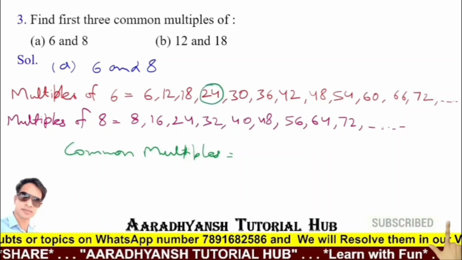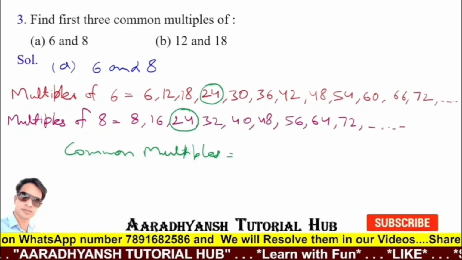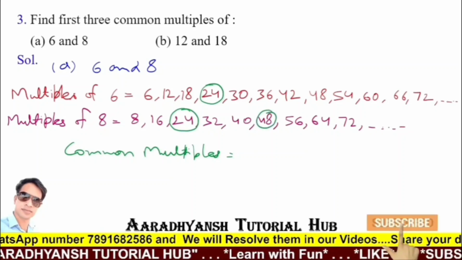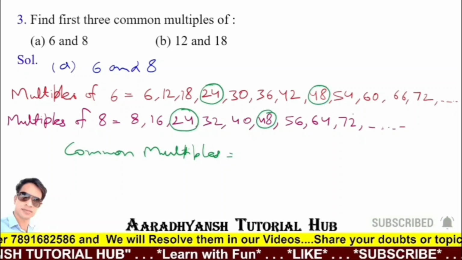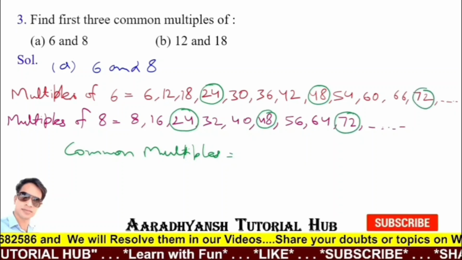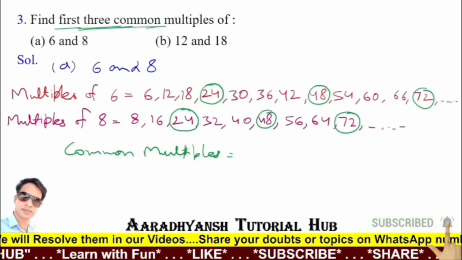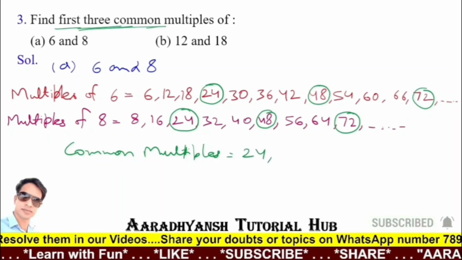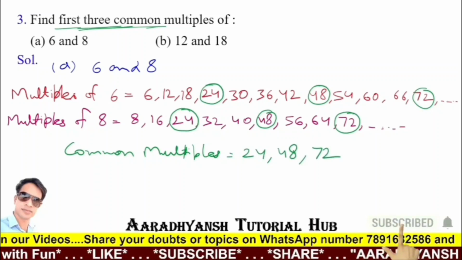24. First common multiple is 24 and next is 48, okay? And the last is 72. We have to find just 3 common multiples. First 3 common multiples, and these are 24, 48 and 72. Okay.